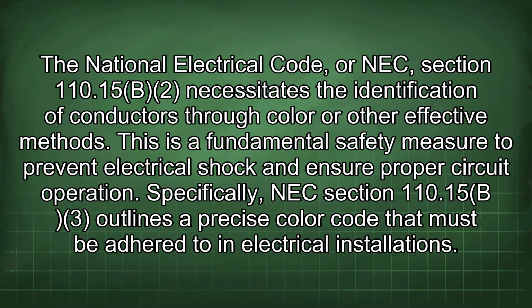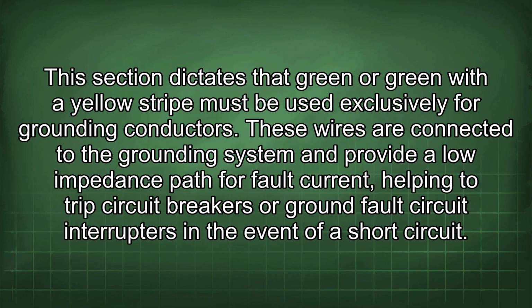The National Electrical Code, or NEC, Section 110.15b2 necessitates the identification of conductors through color or other effective methods. This is a fundamental safety measure to prevent electrical shock and ensure proper circuit operation. Specifically, NEC Section 110.15b3 outlines a precise color code that must be adhered to in electrical installations. This section dictates that green or green with a yellow stripe must be used exclusively for grounding conductors.